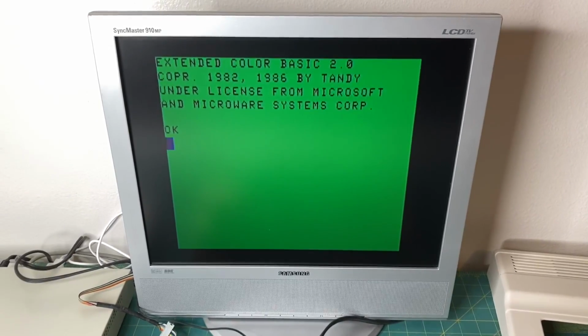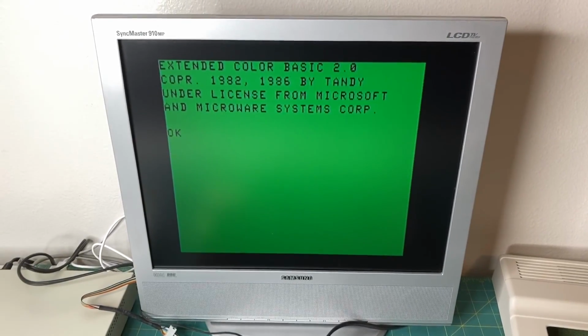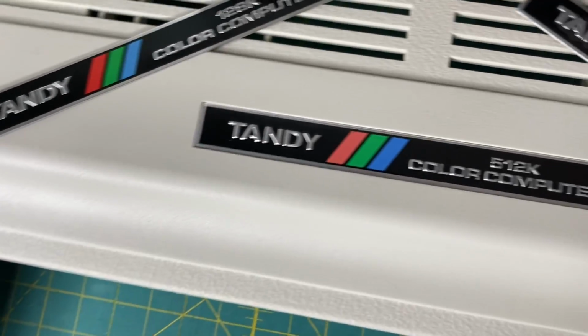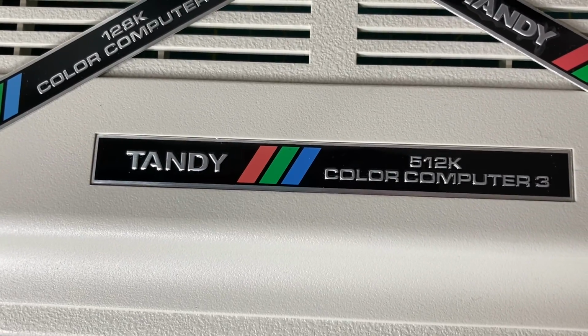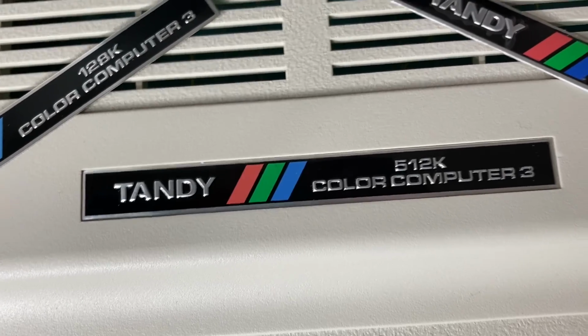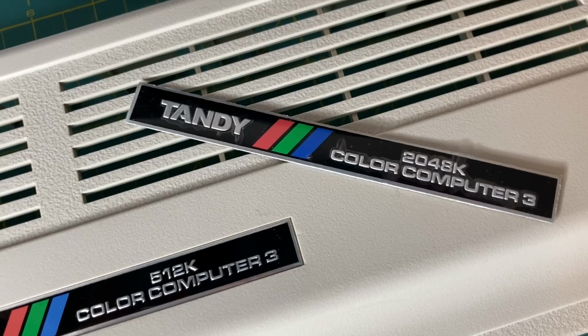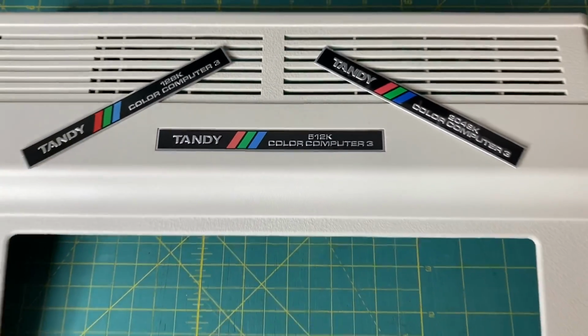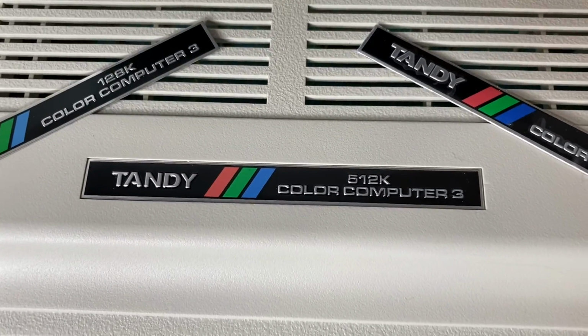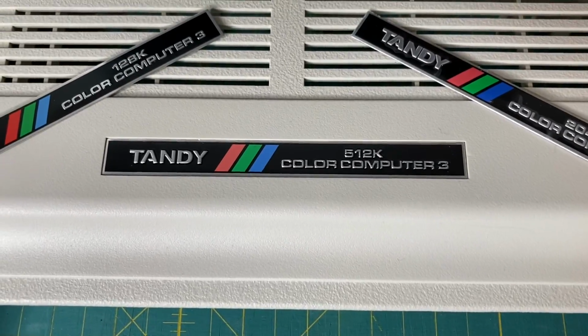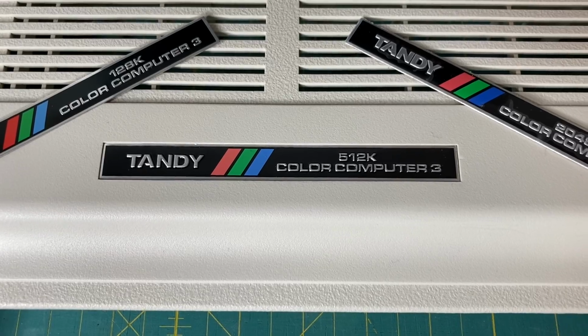Now to upgrade the badge on the case. There is my original 128K badge. There is the 512K badge that I installed when I did the previous upgrade. Here is my 2048K badge that I will be installing momentarily. So let's see if this one will come off much easier versus that one taking forever. I mean, this one had modern glue, so fingers crossed.